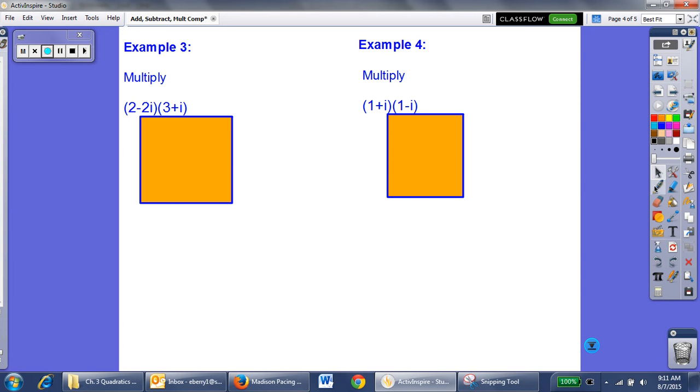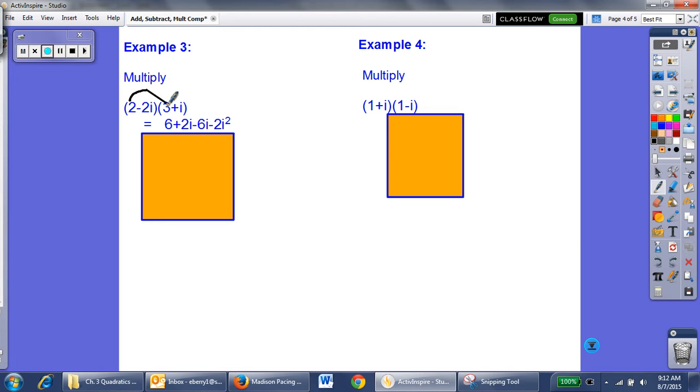So with multiplication, we can treat these as two binomials, kind of like polynomials, and use the FOIL method to distribute here. So let's go ahead and do that so you can see what we get first here. So first, 2 times 3 is 6. Outer would be 2 times i, so we get 2i. Inner, -2i times 3 is -6i. And -2i times i is -2i squared.